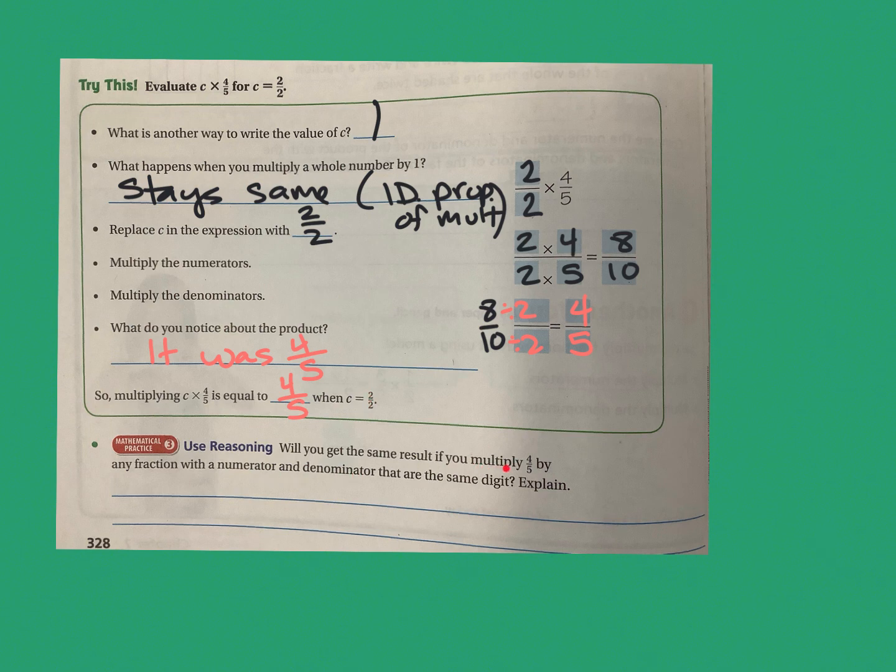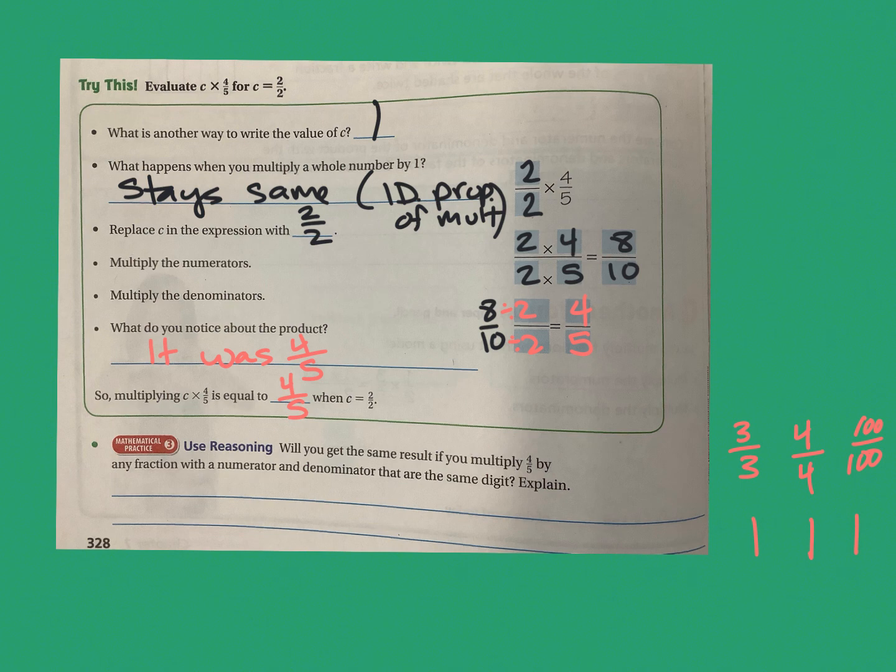Will you get the same result if you multiply 4/5 by any fraction with a numerator and denominator that are the same digit? If our numerator is the same as our denominator, that's 1. 100 divided by 100 is still 1. So if we are multiplying 4/5 times any fraction that has the same numerator as it does denominator, it's still 1, identity property of multiplication.